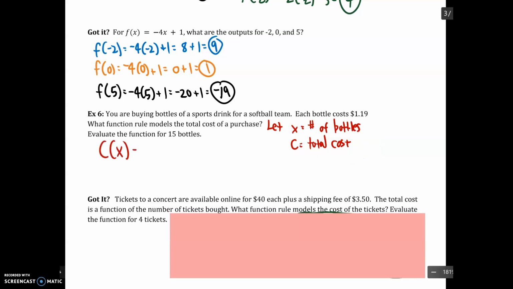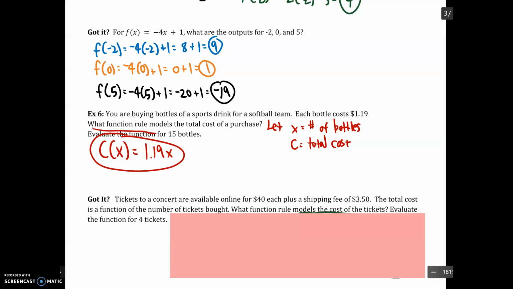If I write this as a function in function notation, we're saying again that whatever the output from the cost is, it's going to depend on how many bottles I have. Again, you want to think of this as that kind of dependent relationship, not the other way around. Bottles doesn't depend on the cost. It's the cost that depends on how many bottles I've bought. So if each one is $1.19, that's going to be $1.19 times every bottle that I buy. That's first of all our function rule.